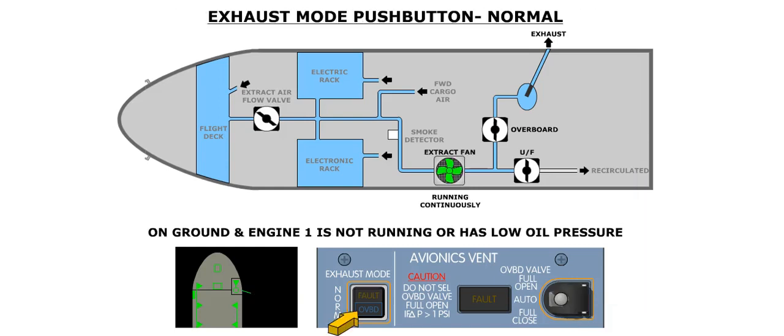The exhaust mode push button controls the operation of the exhaust system, provided the overboard valve switch is in the auto position. The pressed-in position of this push button is the normal position. In the pressed-in position, the operation of the extract fan, the position of the overboard valve, and the position of the underfloor valve depend on whether the aircraft is on the ground or in flight. If the aircraft is on the ground and there is low oil pressure on the number 1 engine, the extract fan will run continuously, the overboard valve will be fully open, and the underfloor valve will be fully closed.